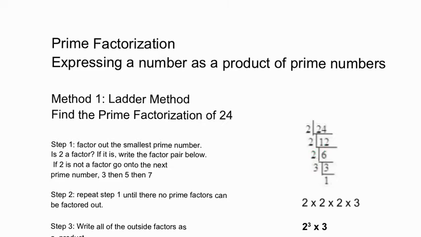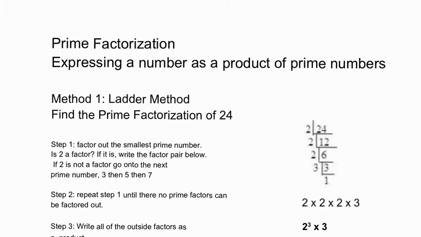Next one, is 2 a factor of 6? Yes, it is. So therefore I factor out the 2. 2 times 3 is 6. Is 2 a factor of 3? No. So I now go to the next prime number, which is 3. Is 3 a factor of 3? Yes. So therefore I factor out the 3, and 3 times 1.